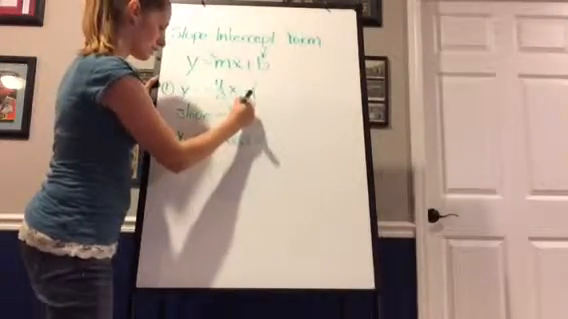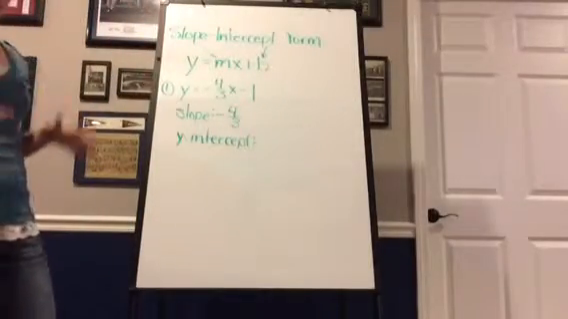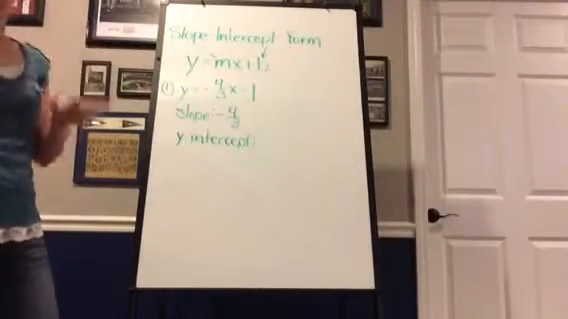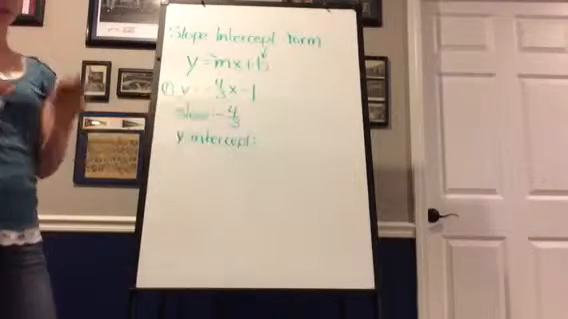So that's my slope. Now, please don't put x with it. X is not the slope. Okay? X is a variable. It's its own thing. All right? Negative 4/3, that's the slope. It's the number in front of x, not x.